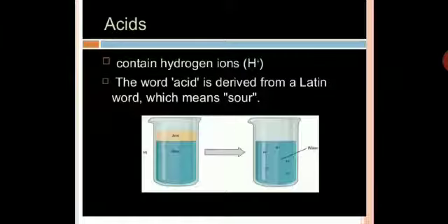So now, what are acids? Actually, how do you define acids? So you have to take down in your notebook: acids contain hydrogen ions. Any substance in water giving H plus ions will be called an acid. The word acid is derived from a Latin word which means sour. So it is sour in taste, but it is not suggested to taste any chemicals. It will furnish H plus ions when you dissolve it in water.